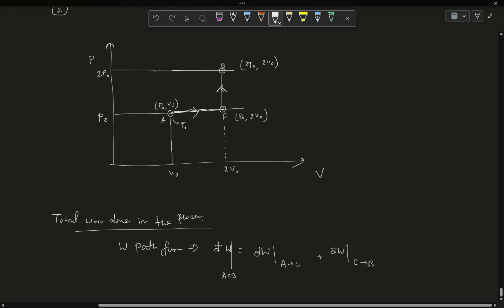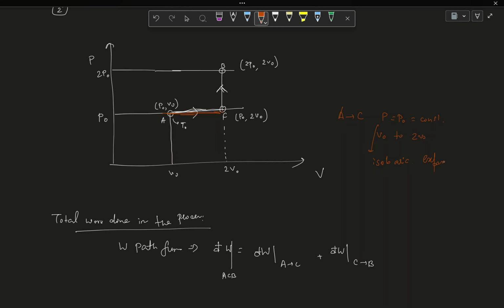Okay. So by that scenario, let us characterize each of the steps. This A to C process can be an individual process where the pressure is constant, because on this AC line, you will see that the pressure is constant throughout, at P naught. So in A to C, the pressure is constant at P naught, and the volume is changing from V naught to 2V naught. Okay. So this is an isobaric process. This is a constant pressure process, expanded from A to C as the volume changes from V naught to 2V naught. But this is isobaric.